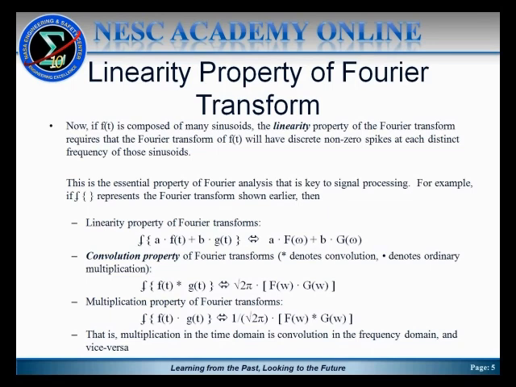The multiplication property of Fourier transforms says the Fourier transform of the product of f of t and g of t is proportional to the Fourier transform of f convolved with the Fourier transform of g. That is, said another way, multiplication in the time domain is the same as convolution in the frequency domain, and vice versa. That also will be a very key part of digital signal processing that will unlock a lot of its power, as we will see in this 4-part series.